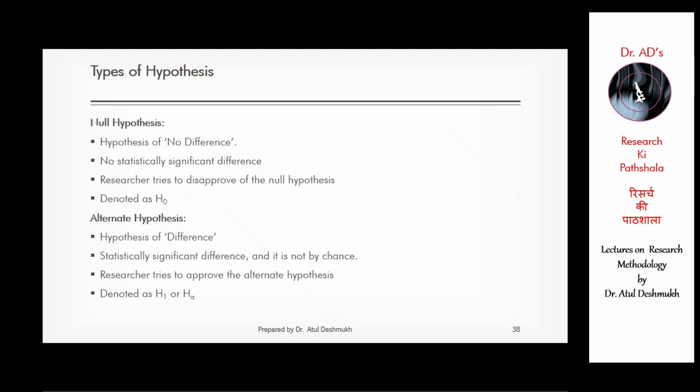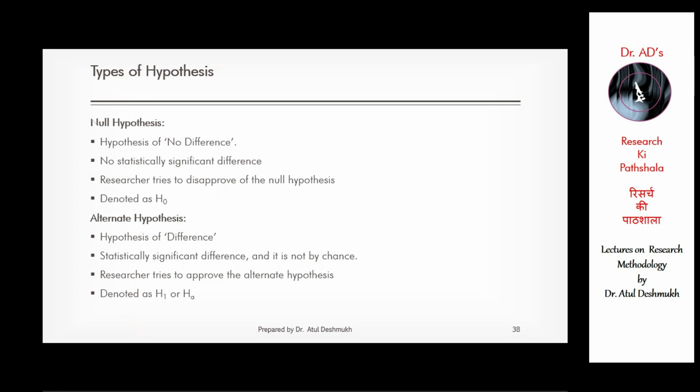Okay, now coming to the types of hypothesis. Classically, we have two types of hypothesis. First is the null hypothesis and second is the alternate hypothesis. Now, null hypothesis means null means no, hypothesis of no difference. And alternate hypothesis means hypothesis of difference.